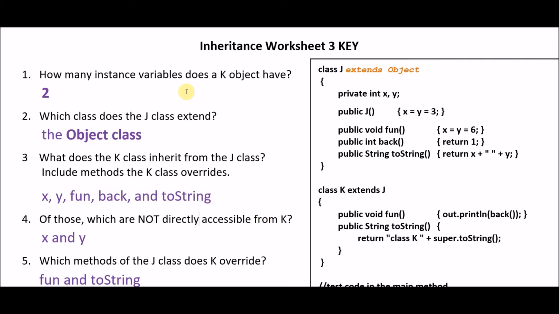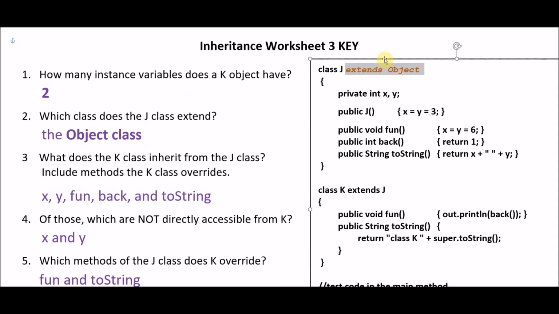So let's go through this. How many instance variables does a K object have? 2. What class does the J class extend? Once again, yours didn't say this, but that's implied. If a class doesn't extend any other class, then it extends the Object class, as we said, and that's normally not stated. What does K inherit? What I just said: everything but the constructors.